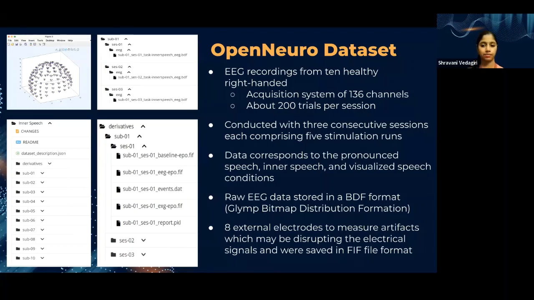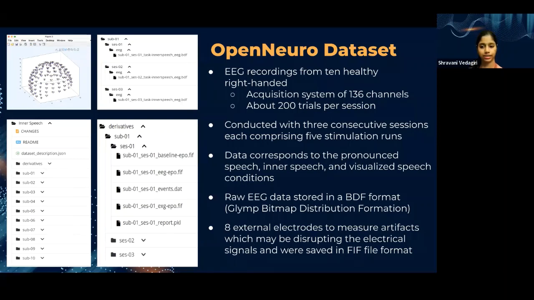The study was conducted with 3 consecutive sessions, each comprising 5 stimulation runs corresponding to different conditions: pronounced speech, inner speech, and visualized condition. The total number of trials varied depending on the willingness and tiredness of the participant, but on average, each individual performed 200 trials per session.